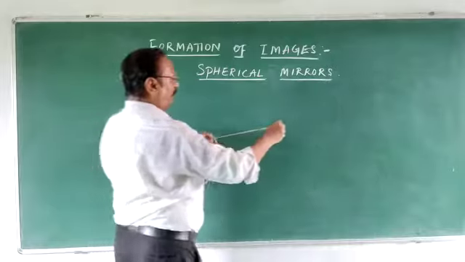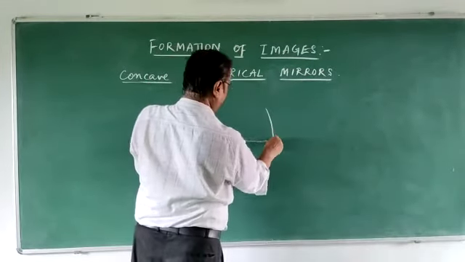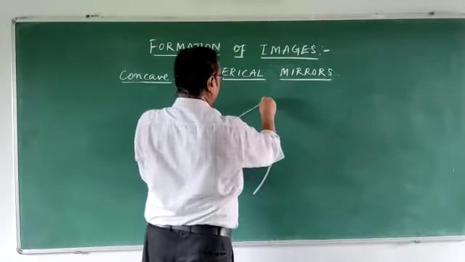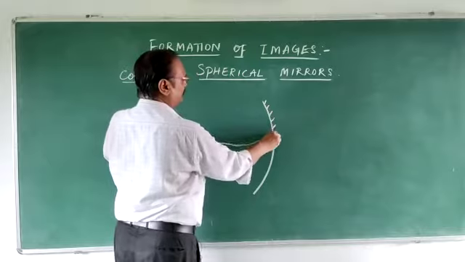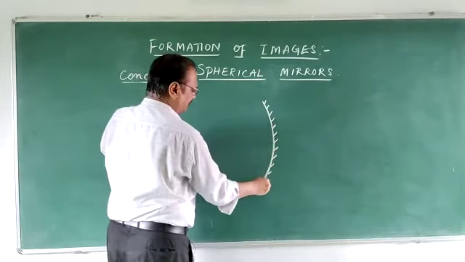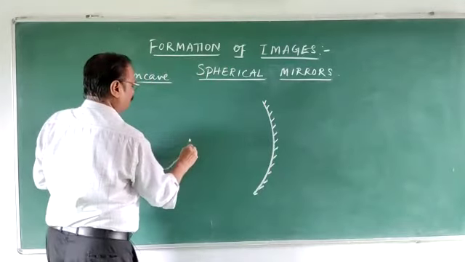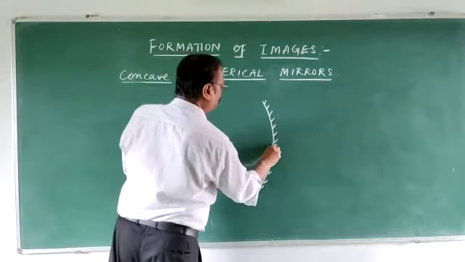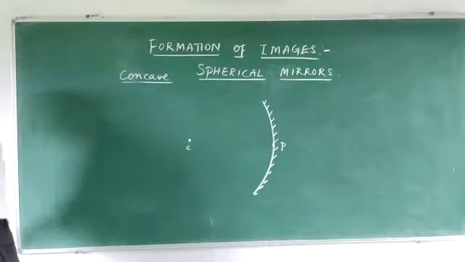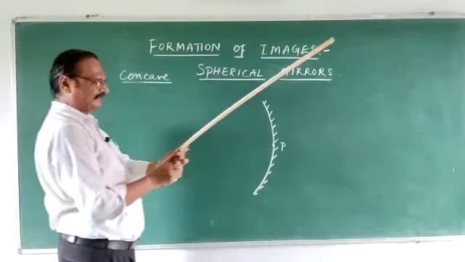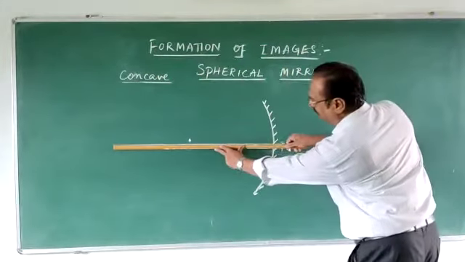Now let me draw a concave mirror. In a concave mirror, the reflecting surface is inward. The reflecting surface is inward. I drew it, the center of curvature, right? And this is the pole of the mirror. Fine. Now let me draw the principal axis first. Okay, let me draw the principal axis.